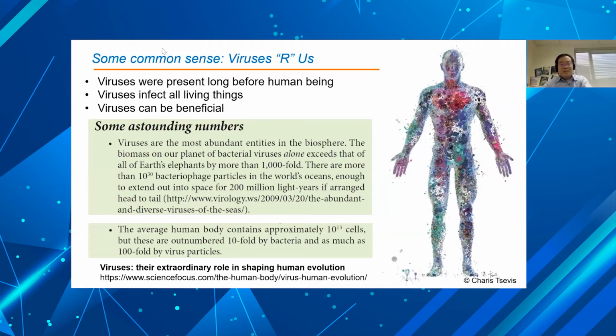So here is some information from the textbook. For example, in terms of biomass, bacteria viruses alone are already about 1,000 times heavier than all the elephants combined. And if you connect all these virus particles together, they can reach many exoplanets, 200 million light years away. And also in our cells, we are full of viruses. The average human body contains about this many cells, but about 1,000 times more virus particles.